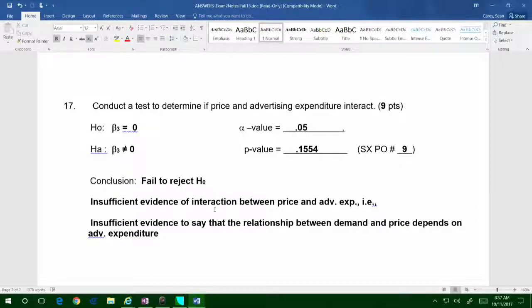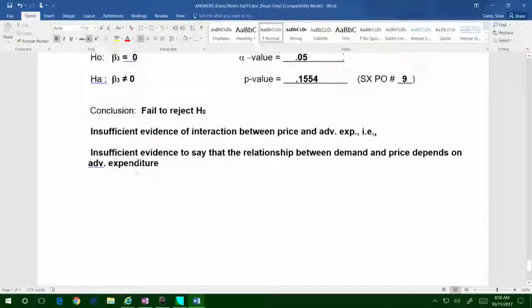So now I'm saying there's insufficient evidence of interaction between price and advertising expenditure. And what does that mean to say that there's insufficient evidence of interaction between price and advertising expenditure? It's saying that there's insufficient evidence to say that the relationship between demand and price depends on advertising. Again, I put the word interaction in words of the problem. But we don't have any evidence to say that that's the case. Insufficient evidence to say that the relationship between demand and price depends on advertising. It looks like the slopes don't change. That's number 17. That's the last one.